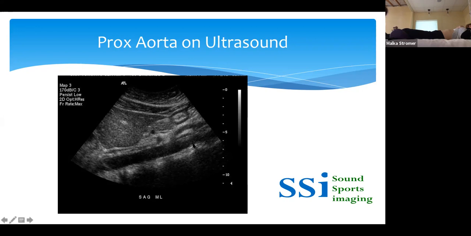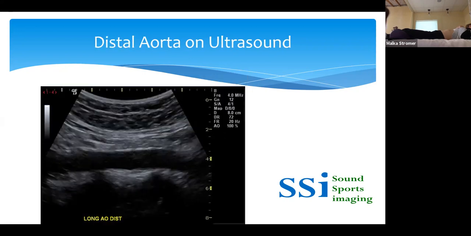Again, just around this level, just inferior to the SMA, would be roughly the area of the renal vessels. And so if there's dilation in that area, that would be an indicator maybe that this AAA is involving the renal arteries as well. This is an image here of the distal aorta.